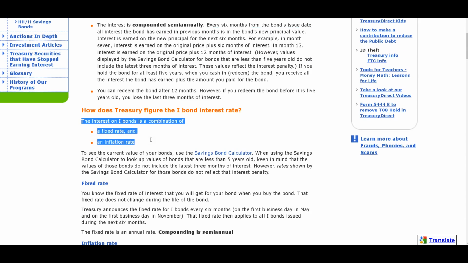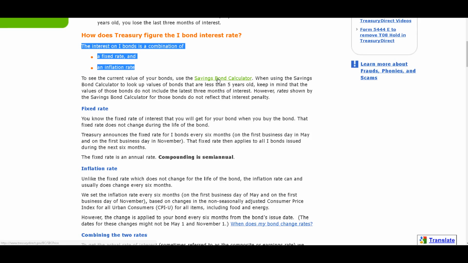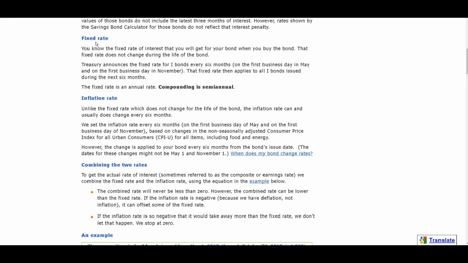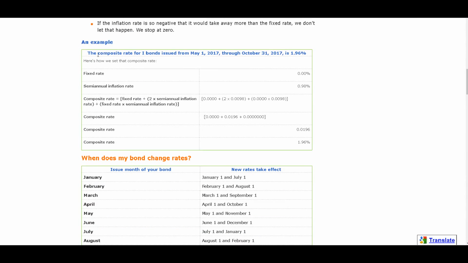And of course, the interest on the I bond is a combination of fixed rate and the inflation rate. And they do have a savings bond calculator, and it breaks up what the fixed rate is and what the inflation rate is. And there's a good little graph right here that shows the fixed rate right now is 0.00%, and the semi-annual inflation rate is 0.98%. So they have a breakdown of the calculation and the composite rate in decimal form, and then they break it into a percentage form.